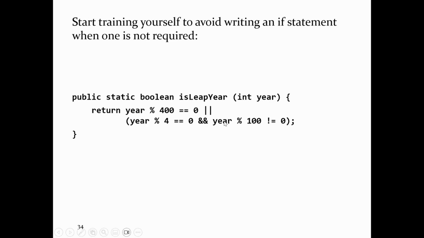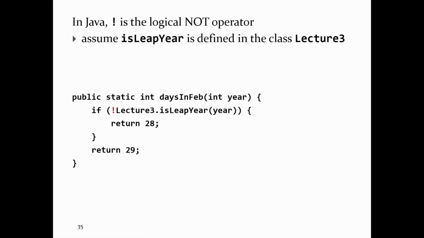So assume we have this method isLeapYear somewhere. I'm going to assume it's in lecture 3. Remember, all methods have to be in a class somewhere, so let's assume it's in the class Lecture3. I make another class and I want to use the isLeapYear method, so I import Lecture3, maybe, and then in my code, when I call it, I write Lecture3.isLeapYear.